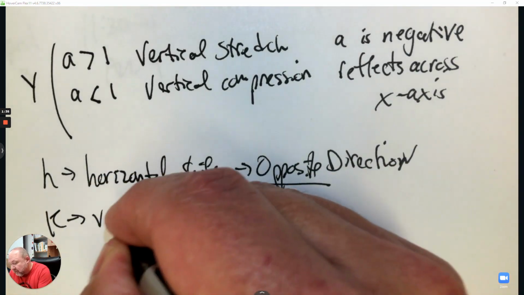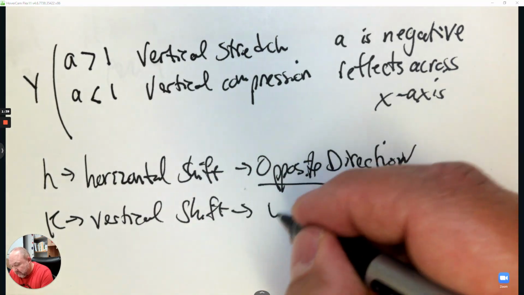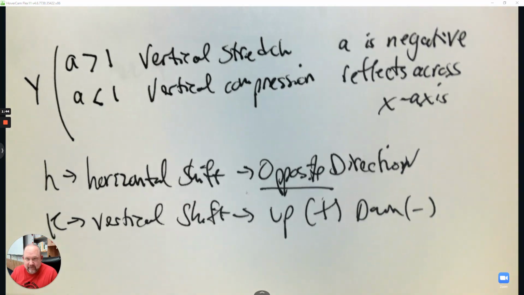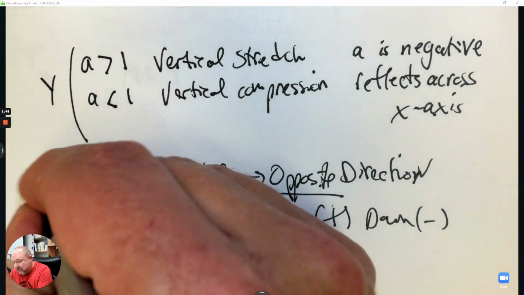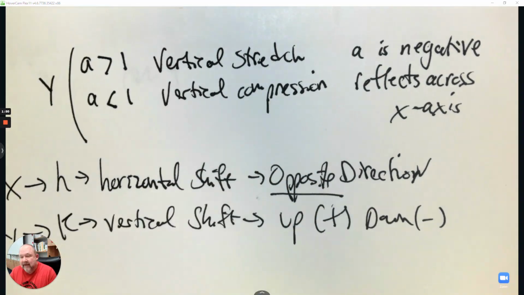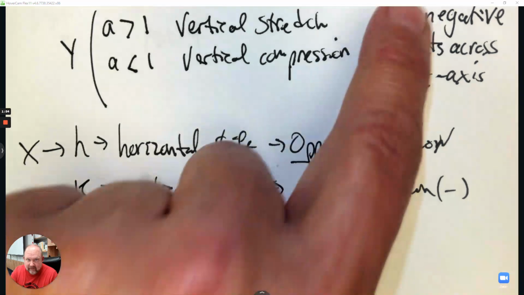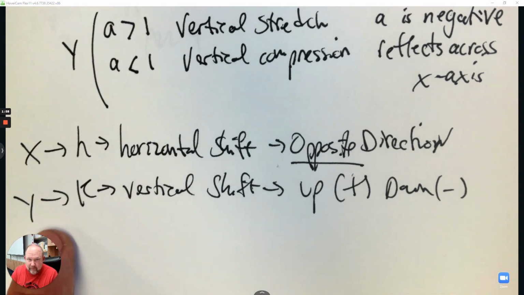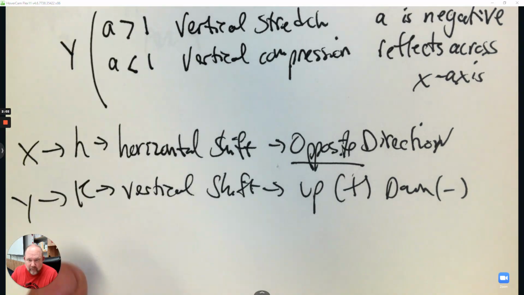K is the vertical shift. And it does what it says. So it's going to go up if it's positive, and it's going to go down if it's negative. So press pause if you have to. Those are the three things. Now h affects the x-coordinate, and k affects the y-coordinate. So the only thing affecting the x in this situation is the h, and affecting the y could be two numbers. So you might have to multiply first and then add and subtract if you have both going on.